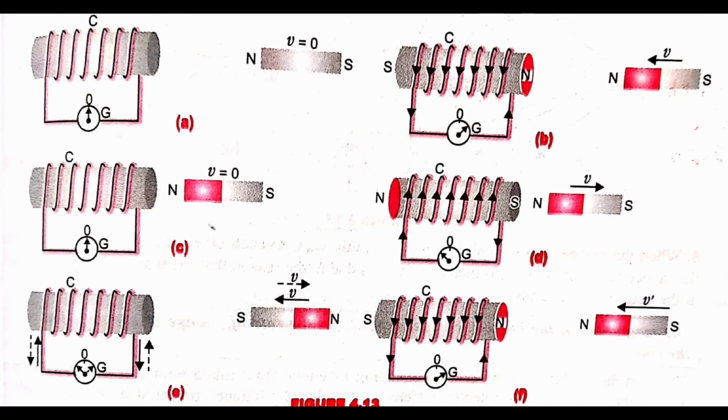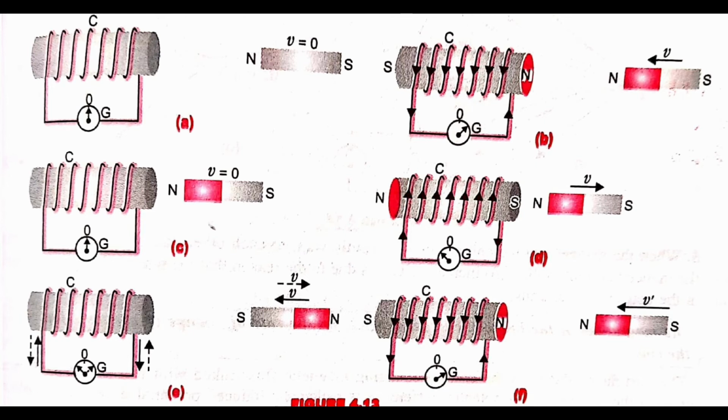In case the magnet is moved faster, the deflection in the galvanometer increases. Exactly similar observations are made if the magnet is stationary and the coil is moved either towards or away from the magnet. The magnitude of the induced current depends on the rate of change of magnetic flux in the coil.